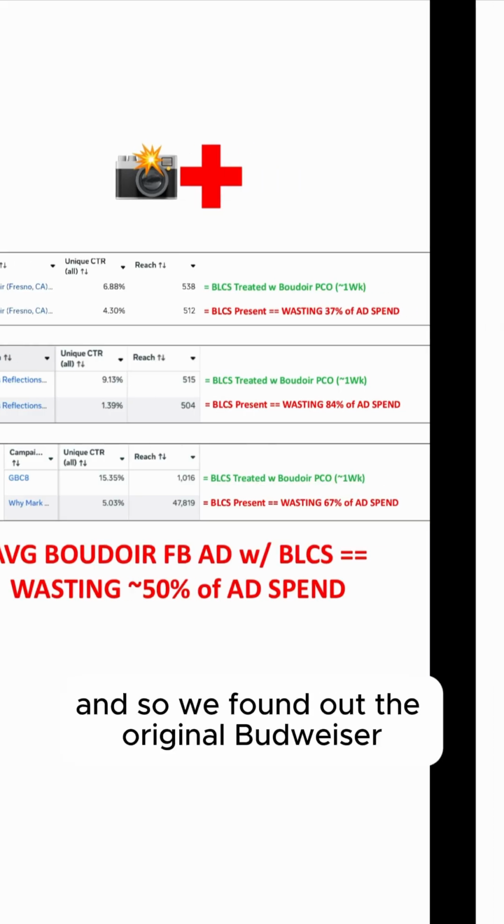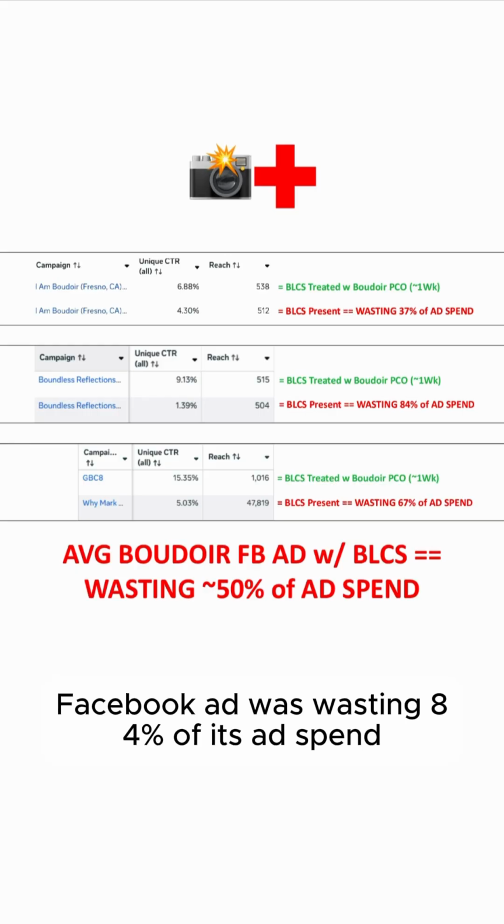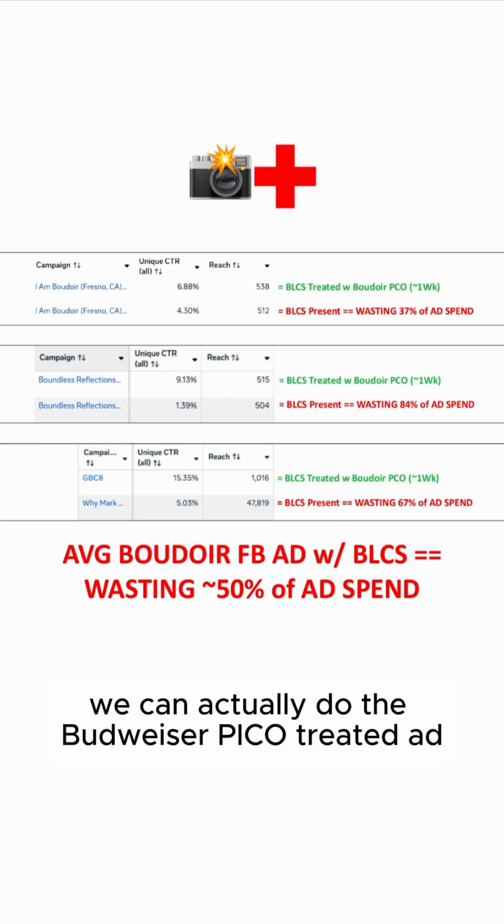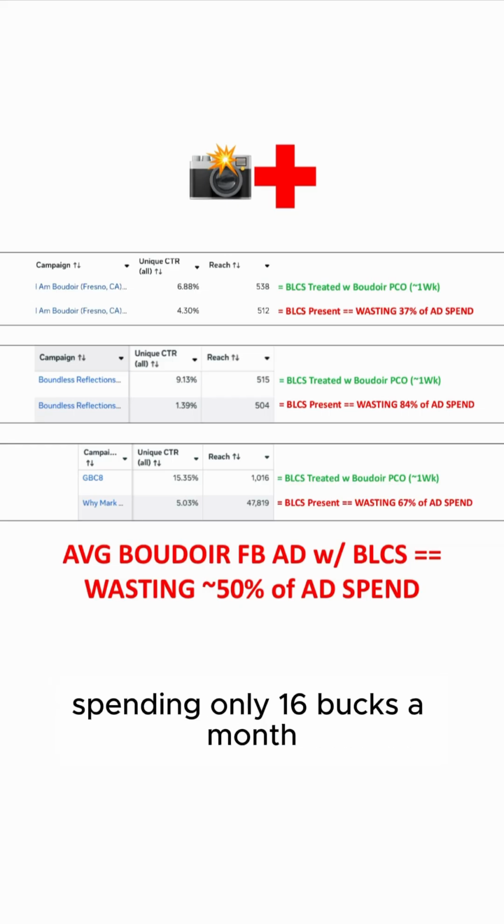And so we found out the original Boudoir Facebook ad was wasting 84% of its ad spend. Basically, the original Boudoir Facebook ad spends 10 grand a month. Instead of doing that, we can do the Boudoir Pico treated ad, spending only 1,600 bucks a month.